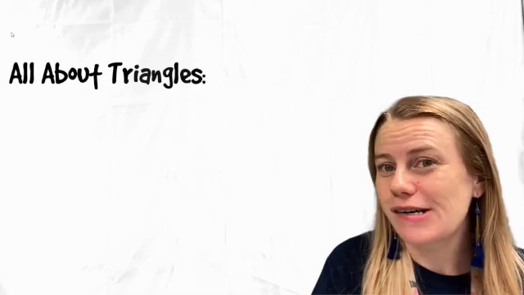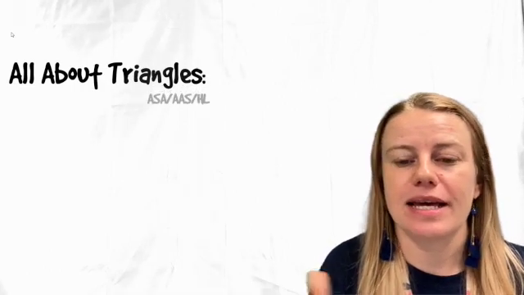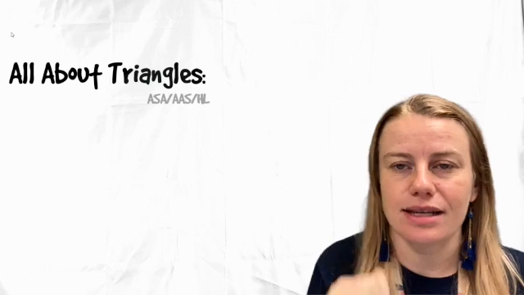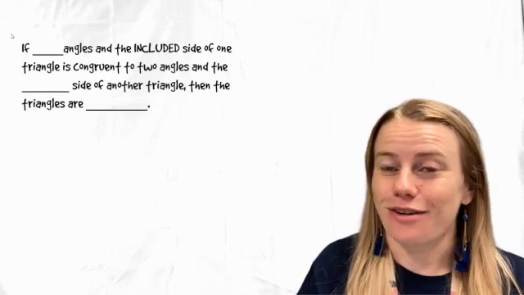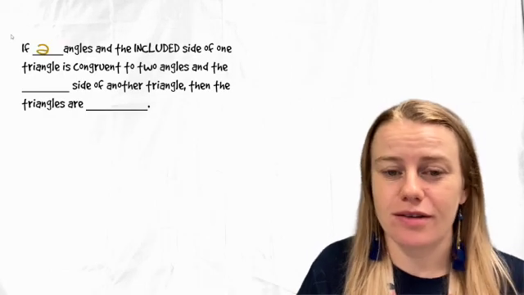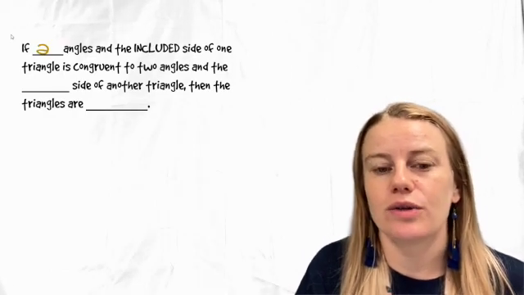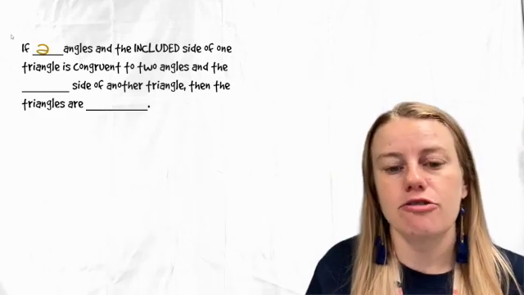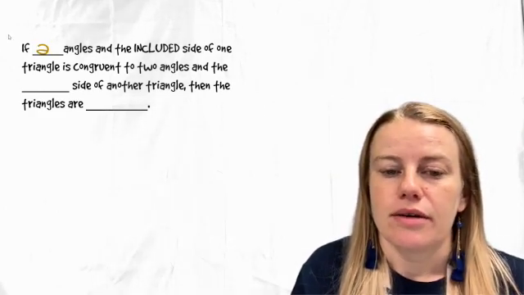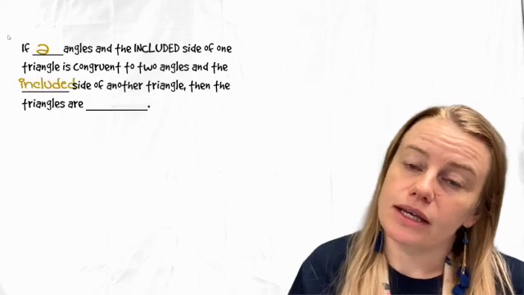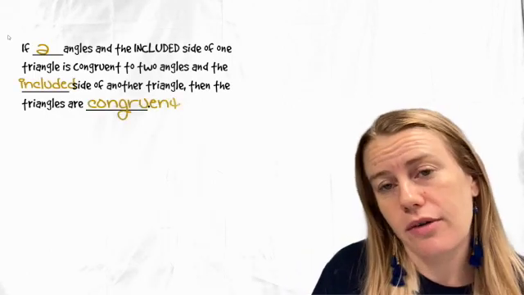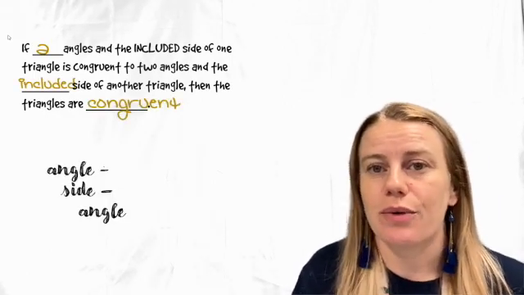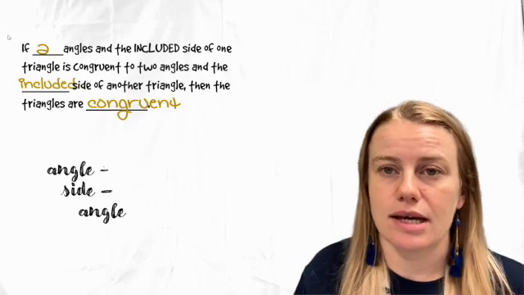All about our triangle theorems: ASA, AAS, and HL. All right, starting with the first one. If two angles and the included side are congruent to two angles and the included side of another triangle, then those triangles are congruent, and we call that angle-side-angle, ASA.